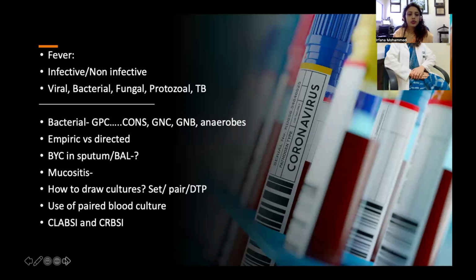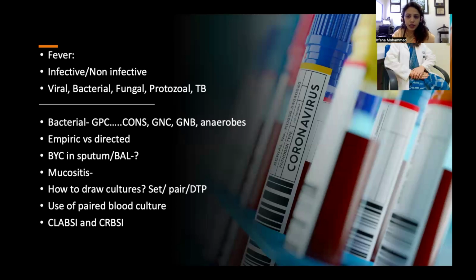In gram-positive cocci, there are many, like streptococci, staphylococci, enterococci, and CONS, which is coagulase negative staph aureus. So here I will be discussing a little bit about coagulase negative staph. Coagulase negative staph, we have staph epidermidis, staph saprophyticus, staph lugdunensis, and all these things. Whenever you get coagulase negative staph, you have to see from where it is coming.